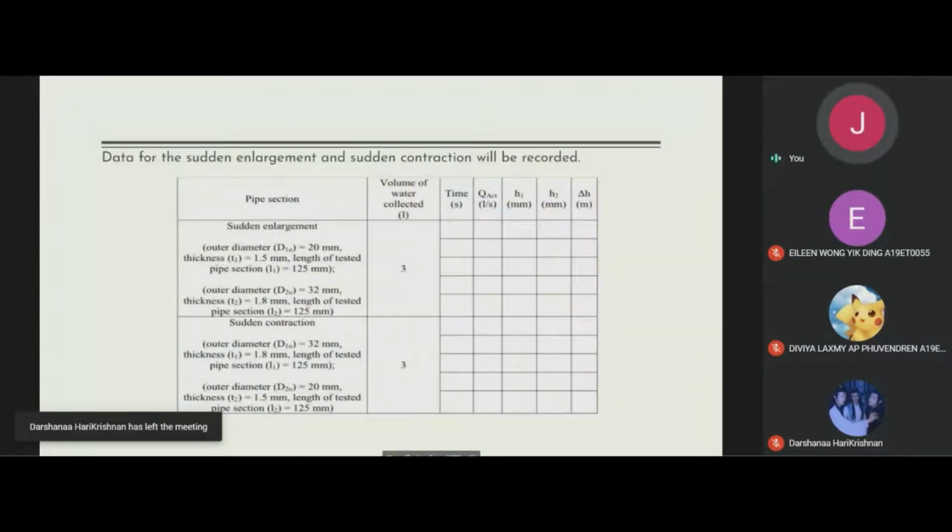So this is the table and the data needed for the sudden enlargement and sudden contraction. In this table, we need to measure the actual flow rate, the time taken, H1, H2, and also the difference in height, difference in H. Next.